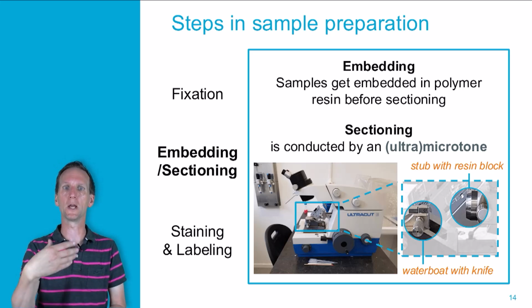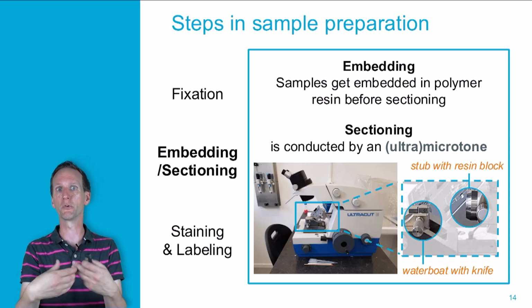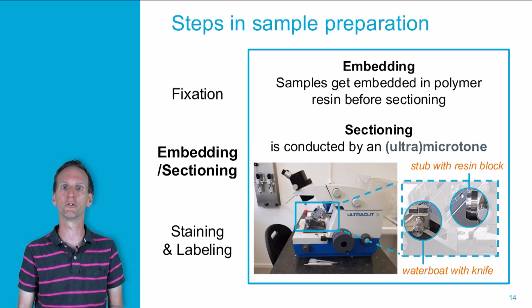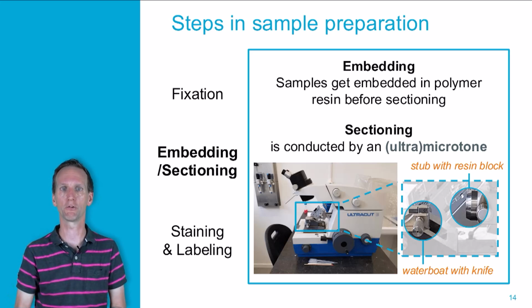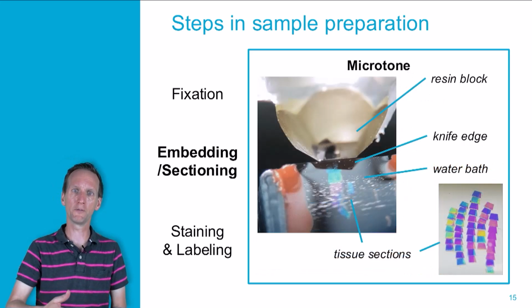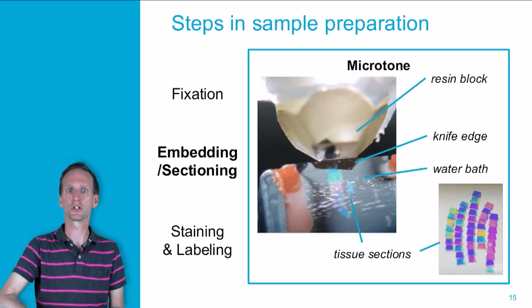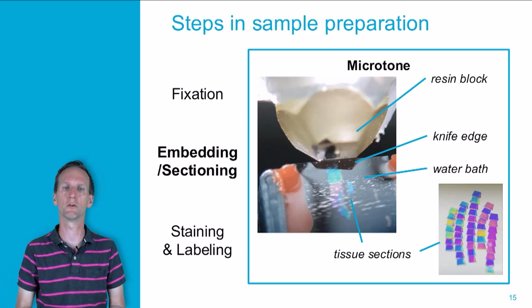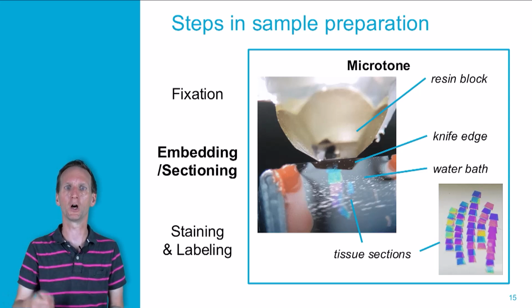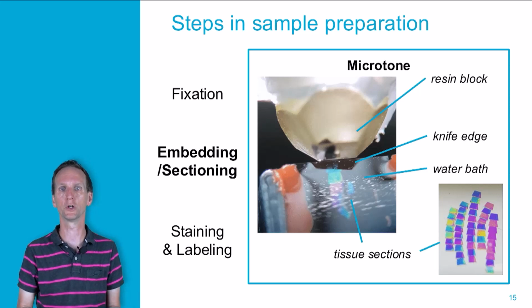So typically we embed the sample in a polymer, so we replace all the water with a polymer material that has exactly the right viscosity, the right elasticity to have optimized sectioning with the microtome knife. Now this microtome knife, the diamond knife, slides over the tissue block, leaving a thin section that then falls in a water bath as indicated here. These sections are then later picked from the water bath and put onto a solid substrate, which we can use to mount in the scanning electron microscope.